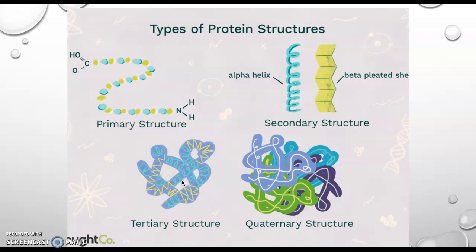Finally, you have the quaternary structure, which is where at least two tertiary proteins work together. You rarely have proteins that work alone, so you're going to have a lot of quaternary proteins. But if you were to break the tertiary structure in some way, then the quaternary structure wouldn't form at all.